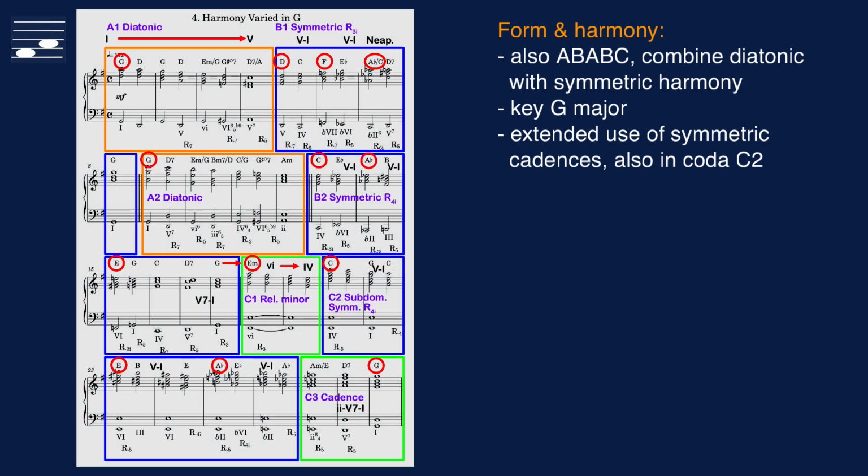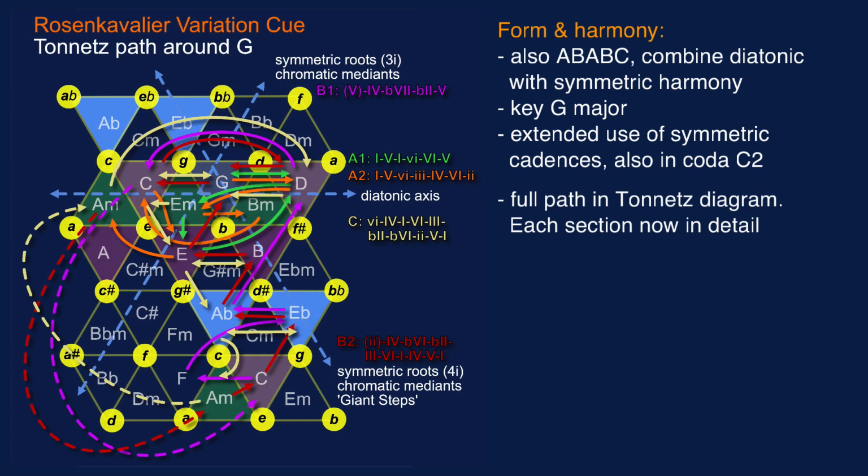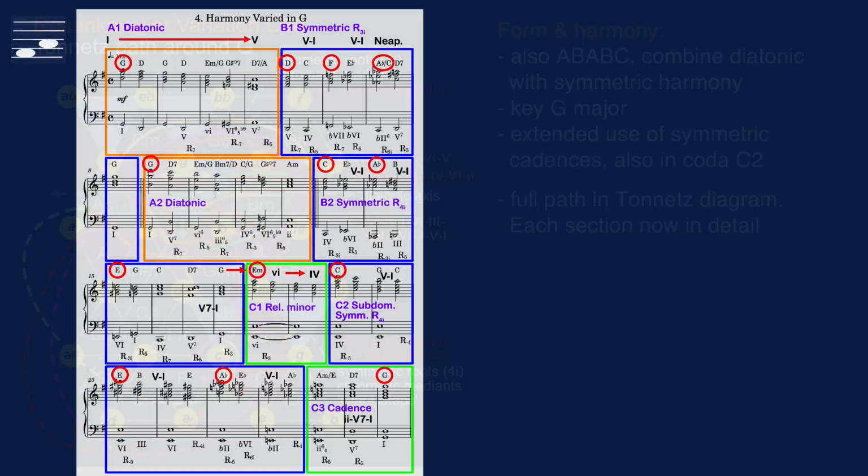Here's the overview with the phrases in colored frames and local tonics in red circles. A sections use diatonic, B phrases symmetric harmony, and the closing C section is subdivided. Again, I'll illustrate the path through the Tonnetz diagram, here a spaghetti pattern for the full path, but don't worry, we'll unwrap this mess for the separate phrases.